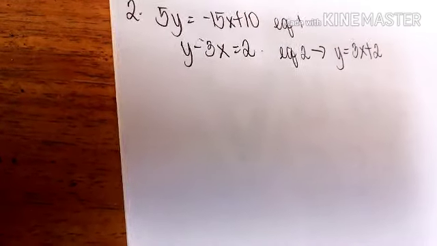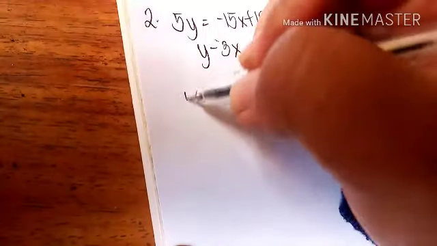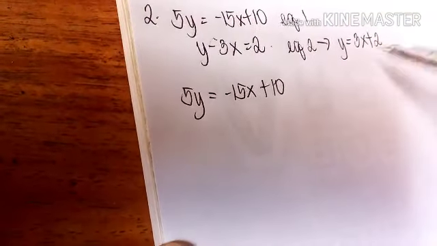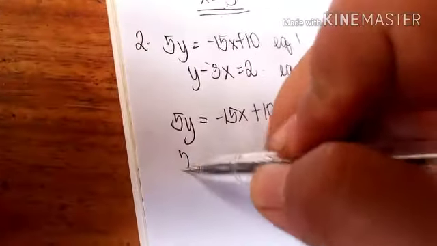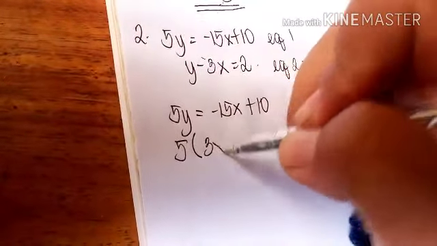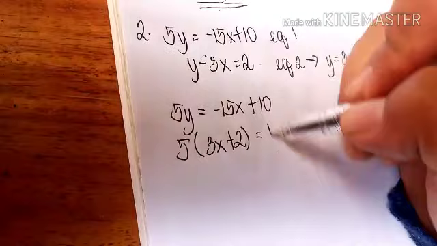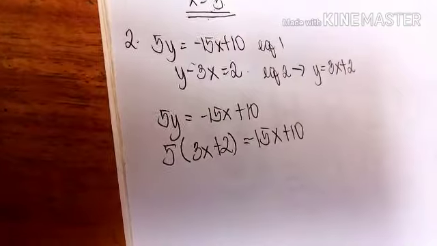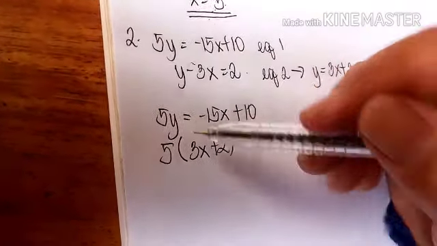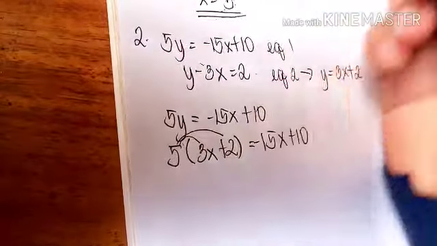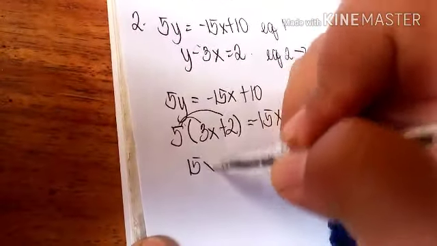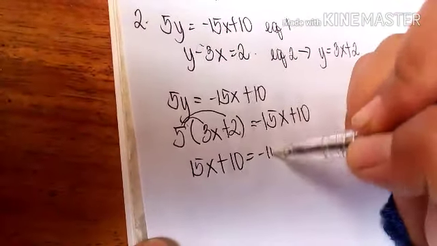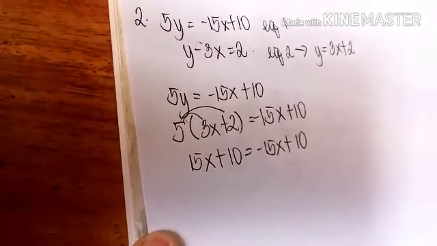There. So after that, we use equation 1: 5y is equal to negative 15x plus 10. So we substitute 3x plus 2. That would be 5 times (3x plus 2) is equal to negative 15x plus 10. After that, we use the distributive property to simplify the left side of the equal sign. So that's 15x plus 10 is equal to negative 15x plus 10.